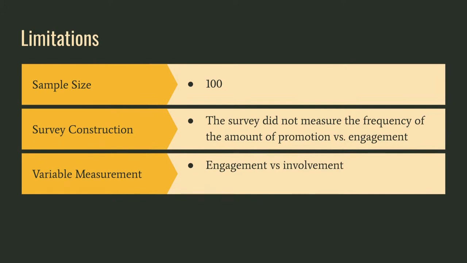For the survey construct, we did not measure the frequency, so we did not measure the amount of promotion that users were receiving and seeing. If more promotion was influencing them more, rather than the type of promotion, that was something we could use for further research, to see if seeing promotion more frequently had a stronger influence on the amount of people gambling. Another variable that could be measured was the engagement versus the involvement.